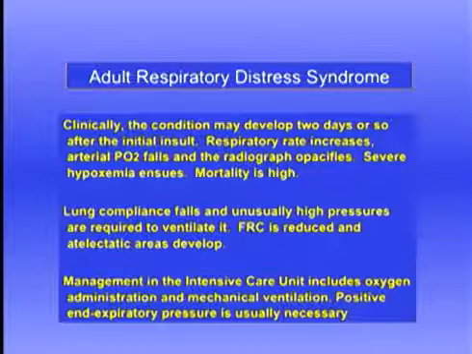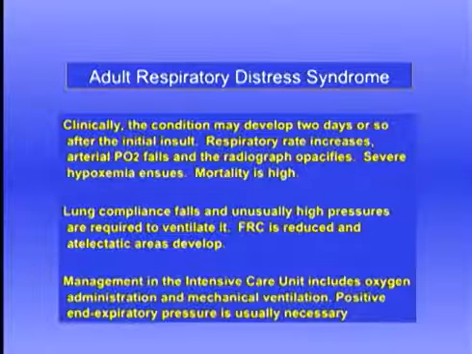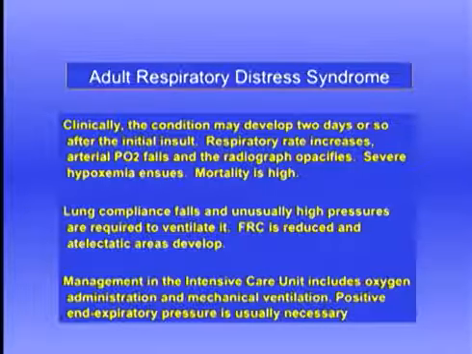Clinically, the condition is interesting because it often develops a couple of days or so after the initial insult. For example, as I mentioned, a 30-year-old man involved in a severe automobile accident comes into the hospital. His long bone fractures are put in splints and he seems to be doing all right. And then a day or so later, he starts to develop this adult respiratory distress syndrome. You'll see that his respiratory rate increases, his arterial PO2 falls rapidly, and if you take a radiograph, you see intense opacification often. Very alarming radiograph.